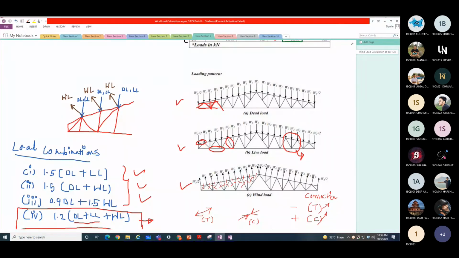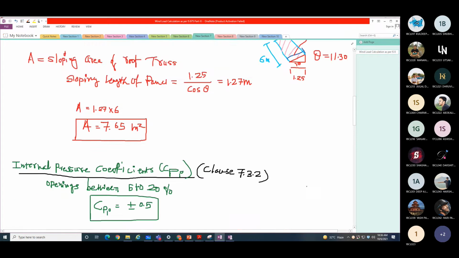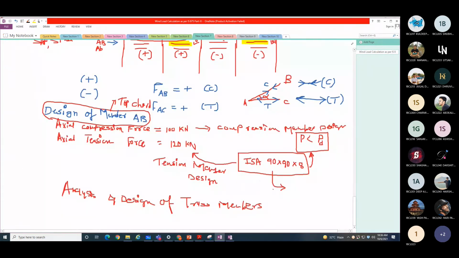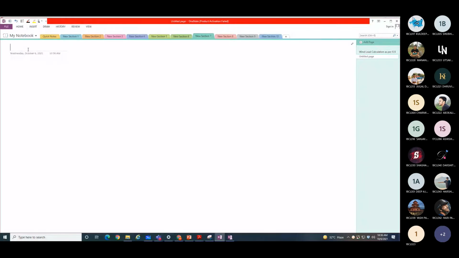So this way you are required to do the analysis and design of the truss member. Now the next part will be the design of purlin, because that will be placed above your top chord member, right? So the next will be the design of purlin. Now what is the design of purlin? See, this is your truss. This one is the angle, right?